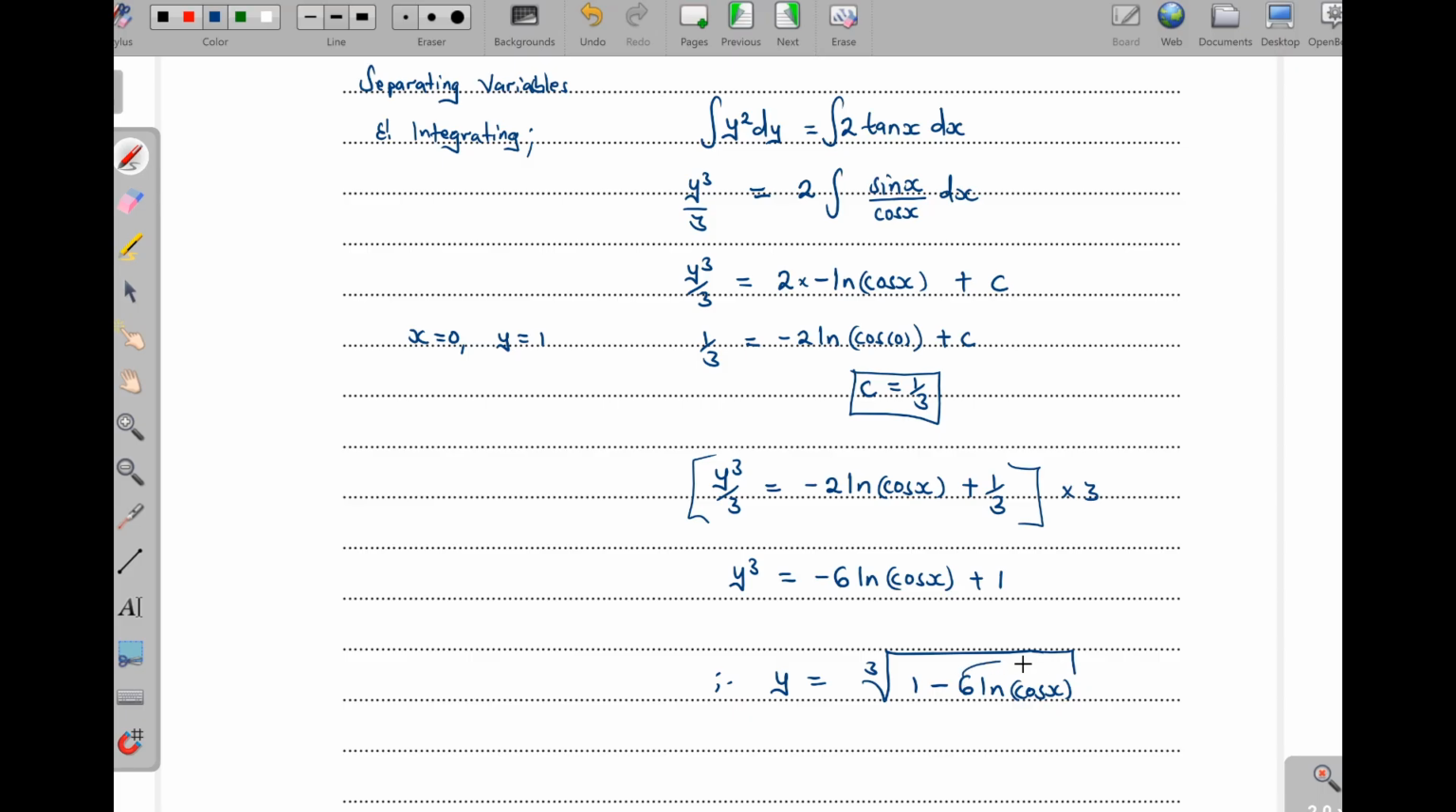If you want, you can take this one up here, and then you say 1 minus the natural log of cosine power 6 of x, like that. But I'm going to just leave it like this here, and that is that.